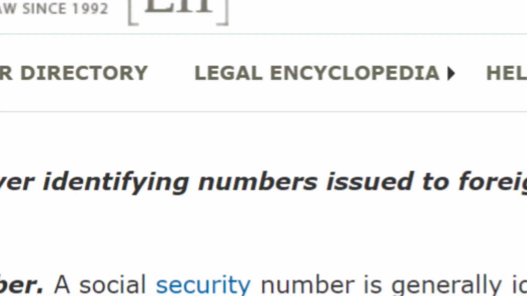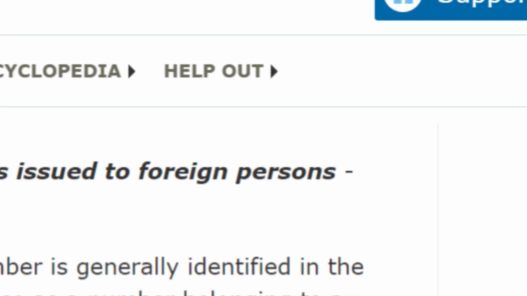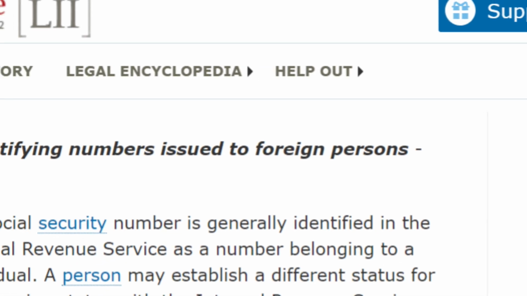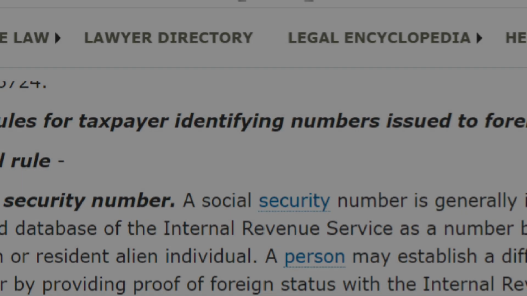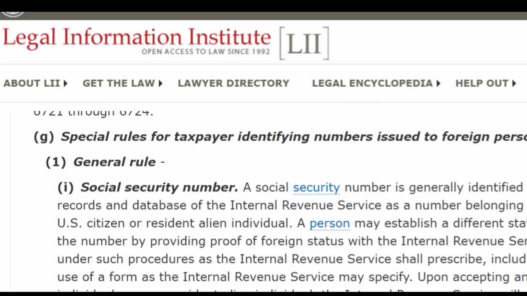To fully understand this code, we need to look at some of the statements and words that are used by the Internal Revenue Service. For example, the word foreign persons. A foreign person is a person that must first create a lawful permanent residence in the United States that will establish their ability to work, thus creating the need for the creation of the Social Security number.